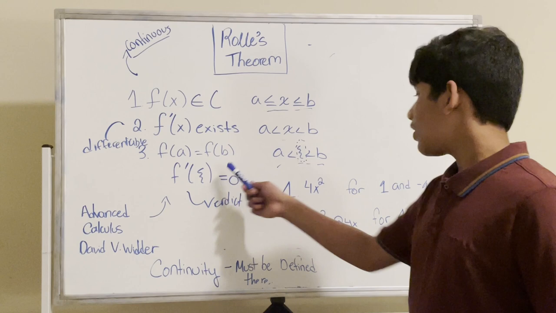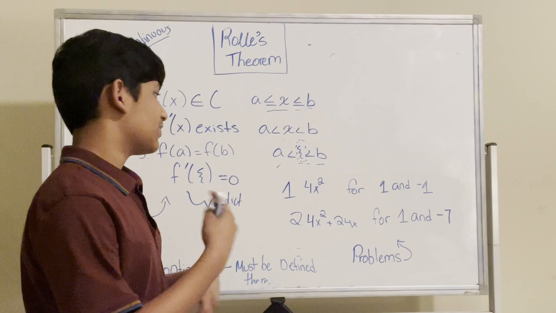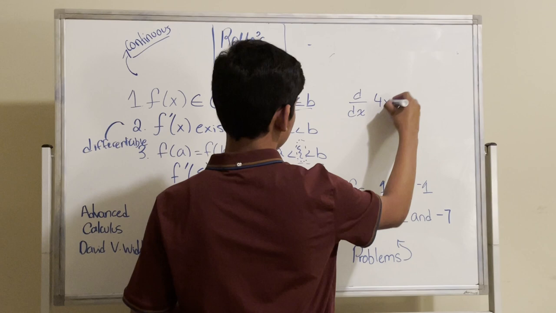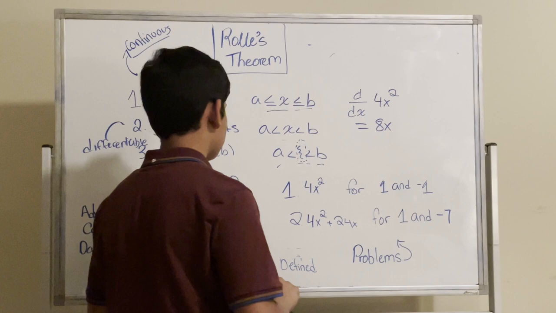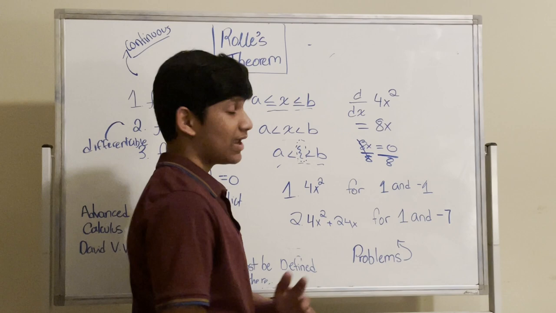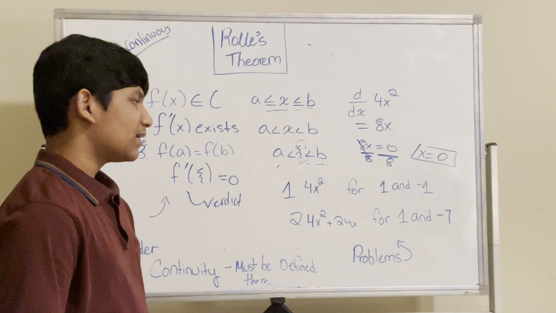Now we have to apply the theorem. We first take the derivative of this, then set it equal to 0, and then solve. So let's do that. The derivative of 4x squared is 8x. Now 8x must equal 0. We can divide by 8, and 0 over 8 is just 0. So x equals 0.